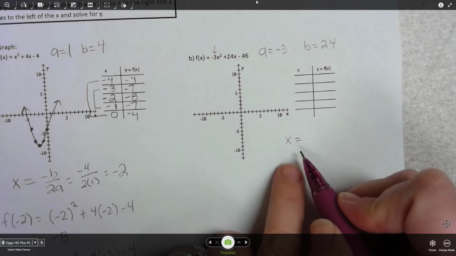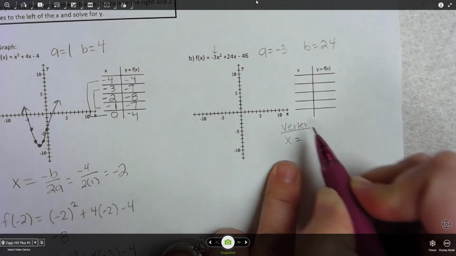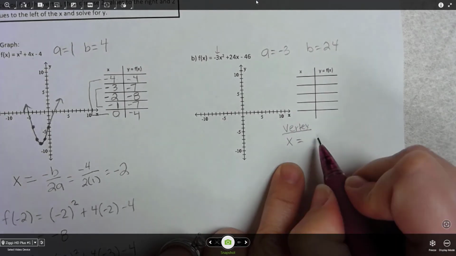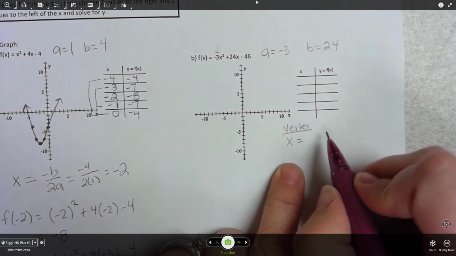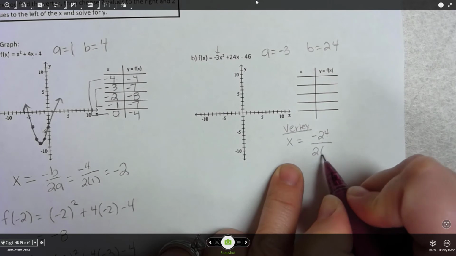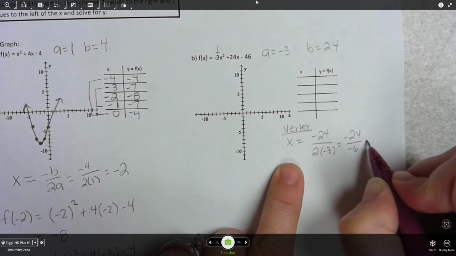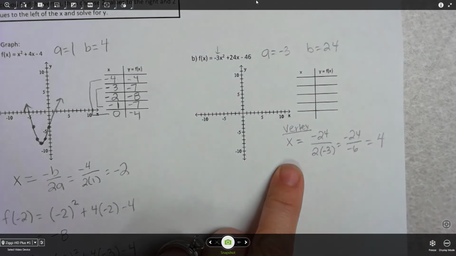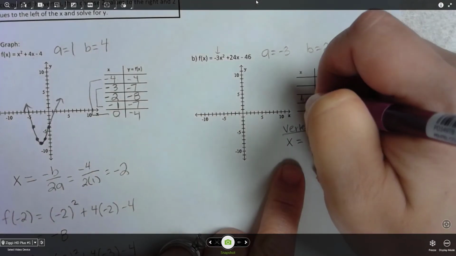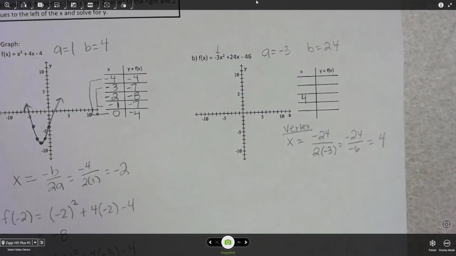Alright, so for my vertex, the x coordinate of it is going to be the opposite of b. So that'd be -24, over 2 times a. So I'll have negative 24 over negative 6, which is 4. So the x-coordinate of my vertex should be 4. I'm going to write that in the middle, and then I'm going to pick 2 points to the left and 2 points to the right that are the same distance as those to the left.